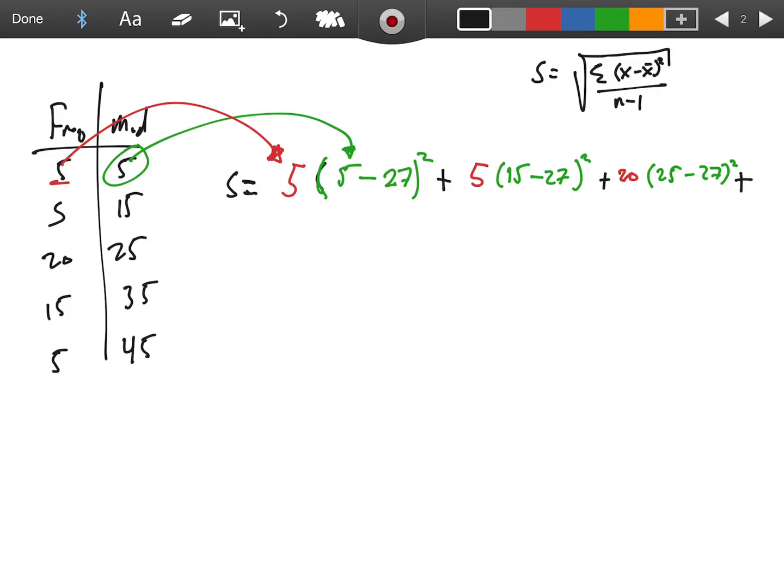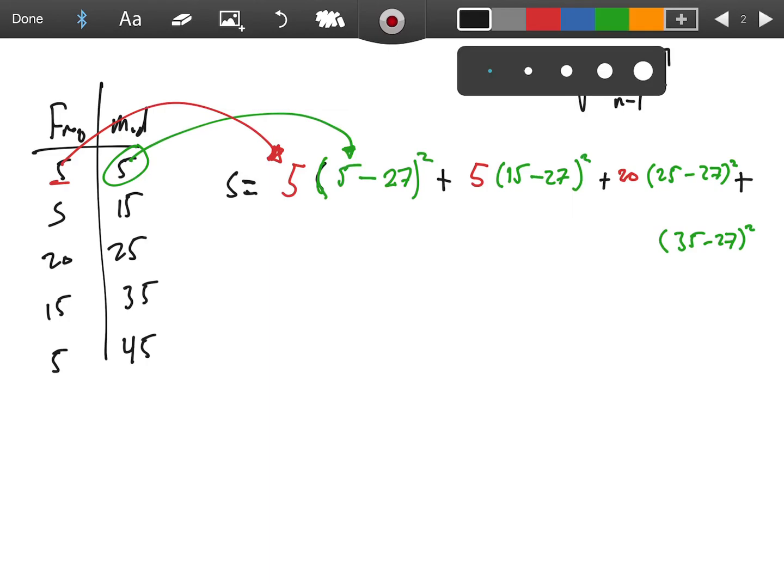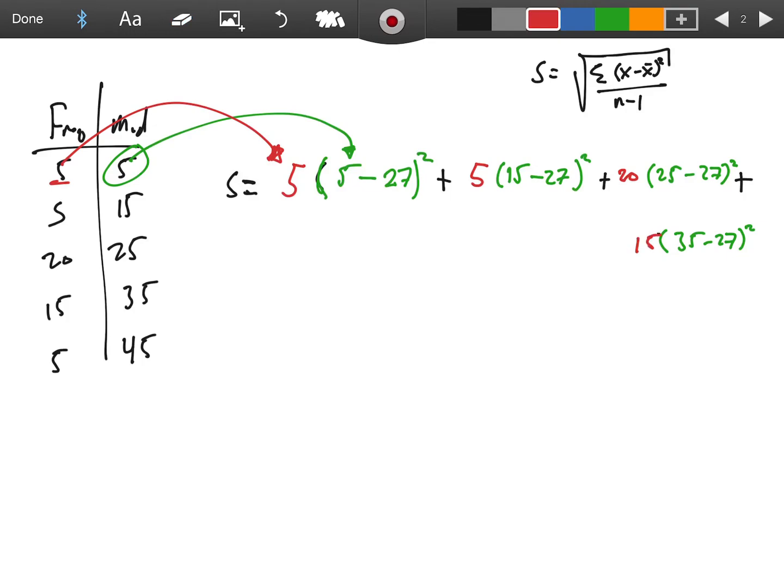Plus, now I'm running out of room on my screen, but this is going to be 35 minus 27, quantity squared, and I have 15 of those. Then plus the last one, which is 45 minus 27, quantity squared, and I have 5 of these as well. So let's see how this all plays out.